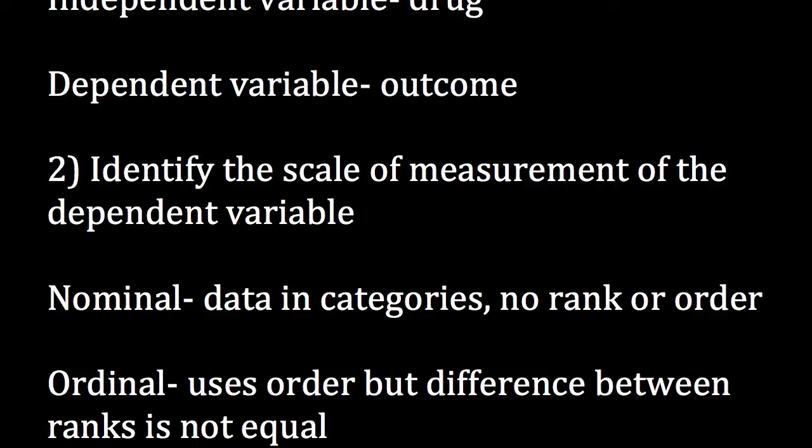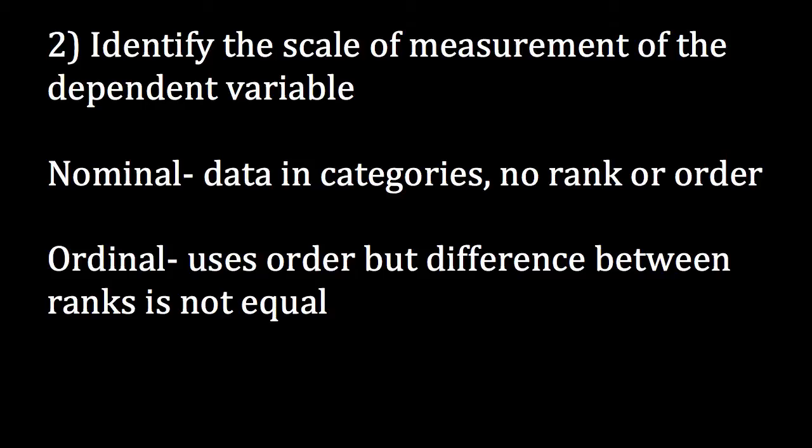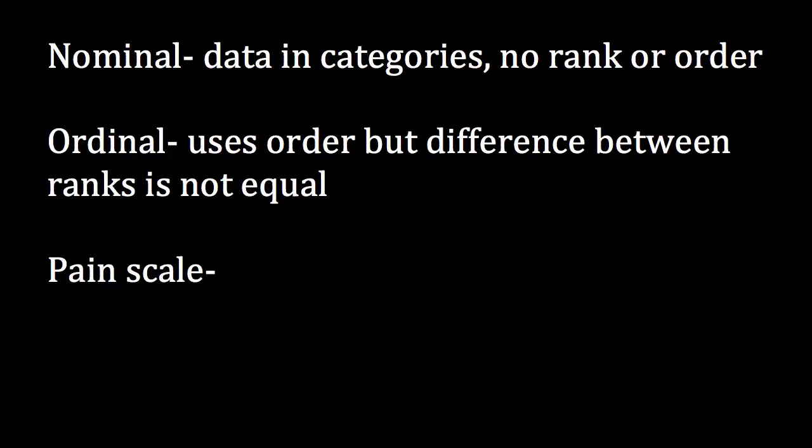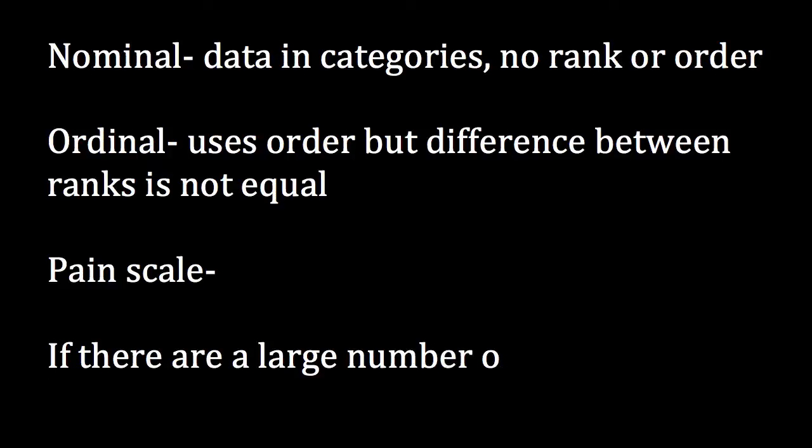In the medical world, one commonly cited example is the pain scale. For example, a pain scale of 4 does not mean the patient is experiencing exactly half the pain of the patient that has a pain scale of 8. Now, however, if there are a large number of ordinal groups, sometimes statistical tests that are used for continuous data can also be used for ordinal data. However, that's more of an exception to the rule than something that occurs frequently.